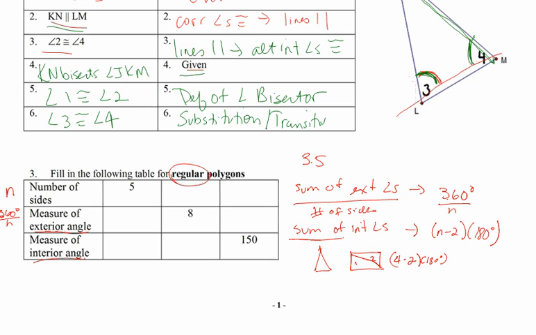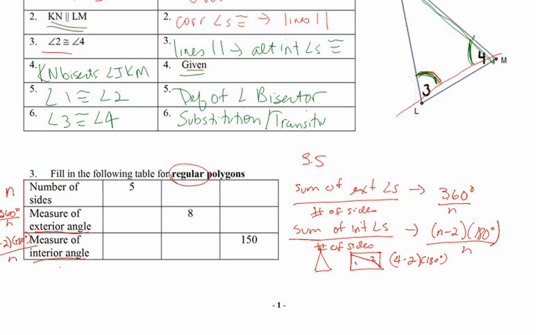Same thing here: the sum of the interior angles, if you divide that by the number of sides, or angles, that's what should be guiding your work here. N minus 2 times 180, if I can squeeze that in, divided by n. Okay.